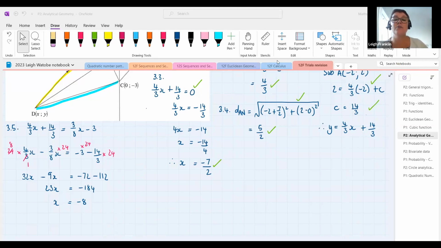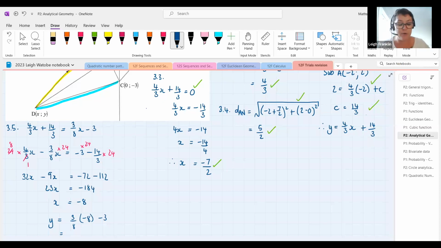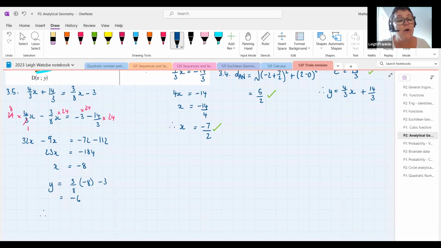That's it. All right. So either we can use 4 over 3x plus 14 over 3, or we can use 3 over 8x minus 3. I think I'm going to use the second one. So I'm going to say y equals 3 over 8, I'm going to sub in my negative 8, minus 3. And the reason I'm using this one is because then I don't have to pick up a calculator. This would give me minus 3 minus another 3, which would give me minus 6. Okay, so therefore the coordinates at D would be negative 8 and negative 6.